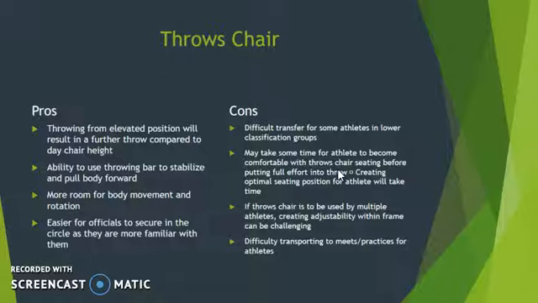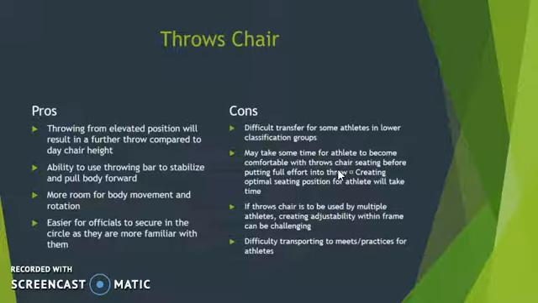So the throws chair. There are several pros and several cons to both chairs, but this is the breakdown of it. The throws chair is usually higher than the day chair. It meets the 75 centimeter mark. You're also able to use a bar when you throw to pull your body forward, so you get more momentum, more body movement and rotation as listed. It's also easier for officials to secure them in the circle because they're more familiar with the throws chair. So if a patient were to come in their wheelchair, then an official wouldn't be as familiar. It's not as timely. A whole lot easier.